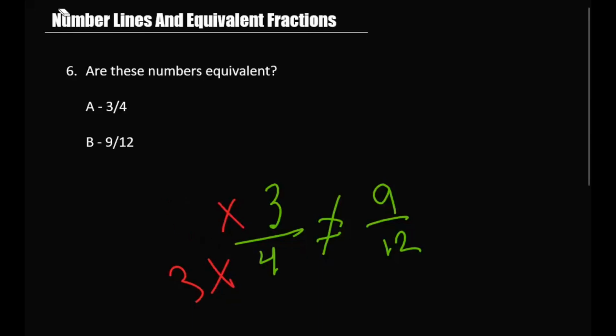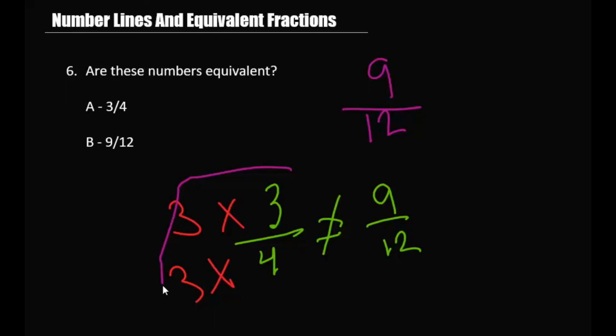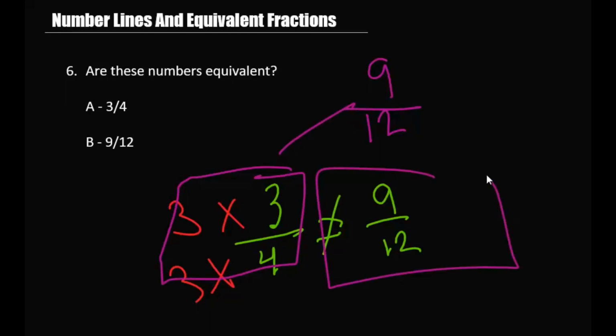So let's just write the new fractions down. 4 times 3 is 12, and 3 times 3 is 9. So this is 9 over 12, and 9 over 12 is equal to 9 over 12. So these are equivalent, so it's a check mark.